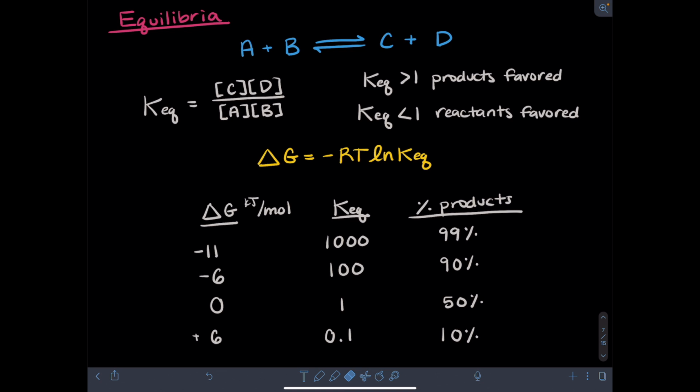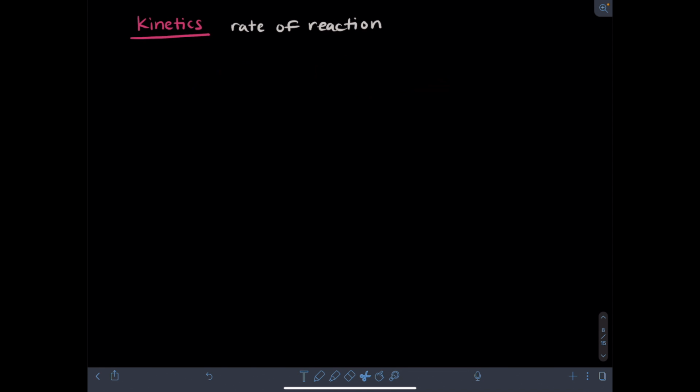So notice the more negative delta G is, the more favorable the reaction is, corresponding to a larger KEQ. Now I want to talk about the realm of kinetics, which has to do with rates of reactions. In the most general form, the rate of a reaction will depend on a little k value and concentrations of reactants in some form.